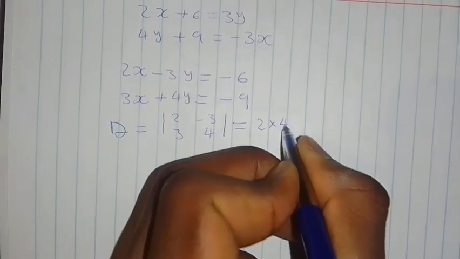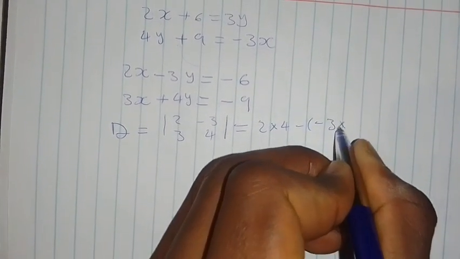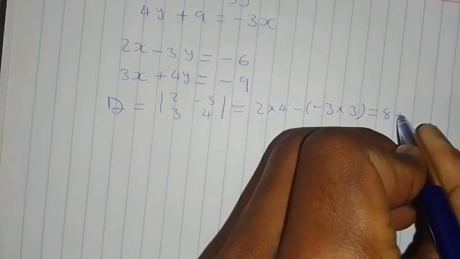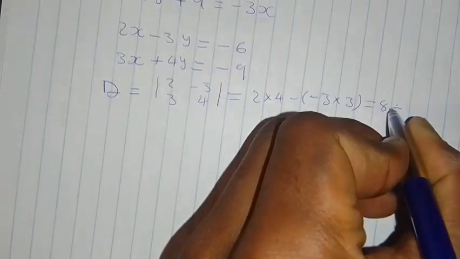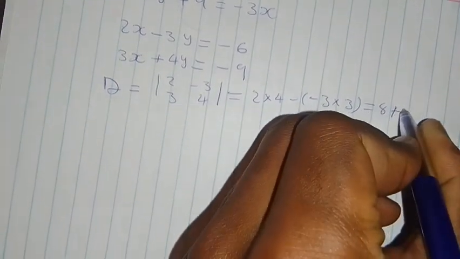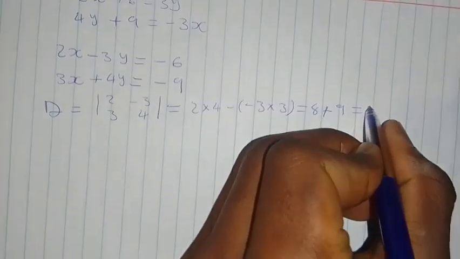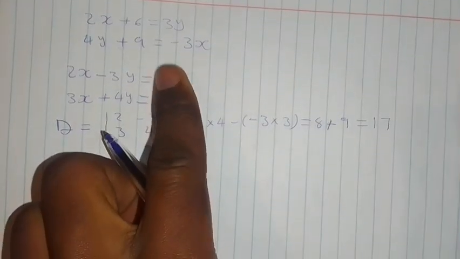It's going to be 2 by 4 minus into minus 3 by 3. So it's going to be 8. A minus into negative is going to be positive, and 3 by 3 it's going to be 9. So that's what you're going to have. So it's going to be 17 when we exclude the constants.